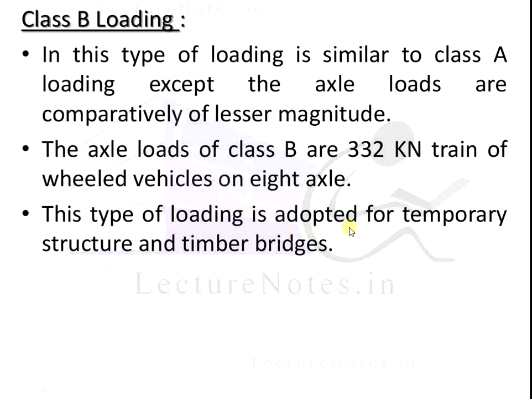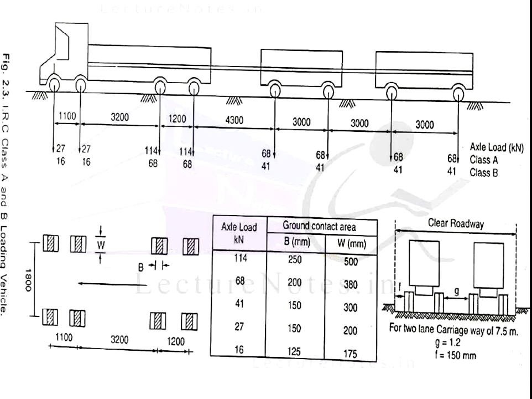This type of loading is adopted for temporary structures and timber bridges only. We have to use class B loading for temporary bridge structures and also timber bridges. The same image is shown here. The single wheel loads are 16 kN, 16, 68, 68, 41, 41, 41 and 41. This load is considered as the class B load. The total load is 334 kN.